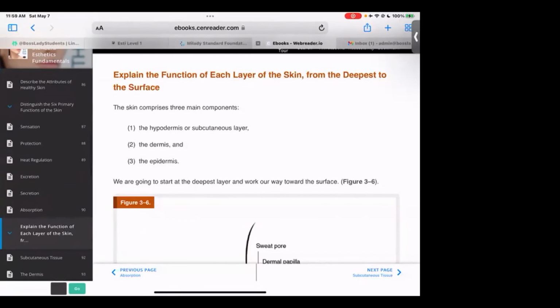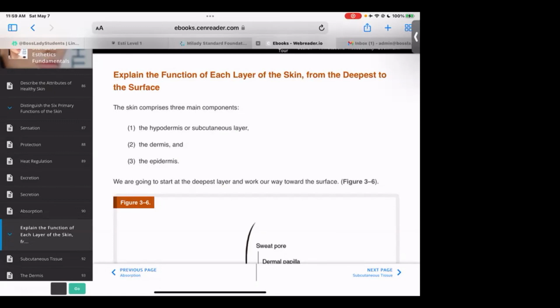So we have just done the 6 primary functions of the skin: sensation, protection, regulation, excretion, secretion, absorption. In part 2 of this Skin Deep call, we're going to explain the functions of each layer of the skin from the deepest to the surface. If you are available and able to jump on that call, please do. This recording is going to go up on the YouTube, so you'll be able to rewatch it again. And for those rewatching it now to prepare for the next call, the next thing we're going to do is explain the function of each layer of the skin from deepest to surface.